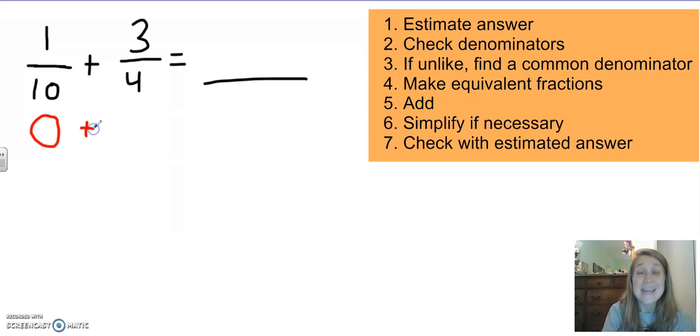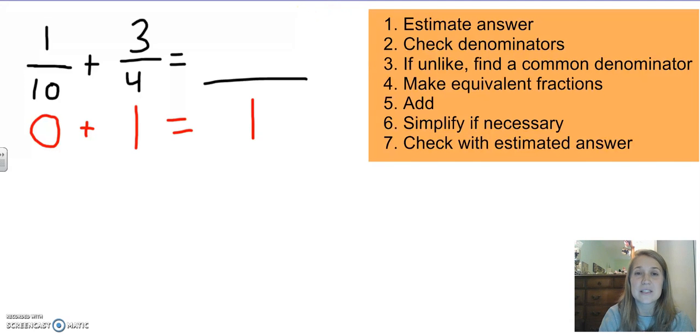3/4, on the other hand, is very close to 1 whole because 4/4 equals 1 whole. So I'm going to round that to 1 whole. 0 plus 1 equals 1. That means that my answer should be around 1 whole.